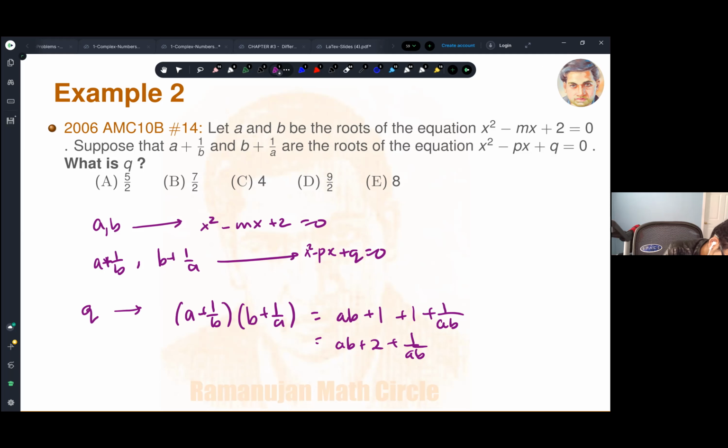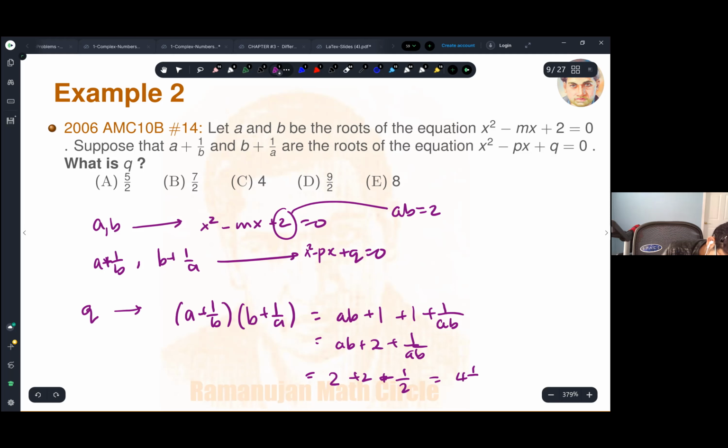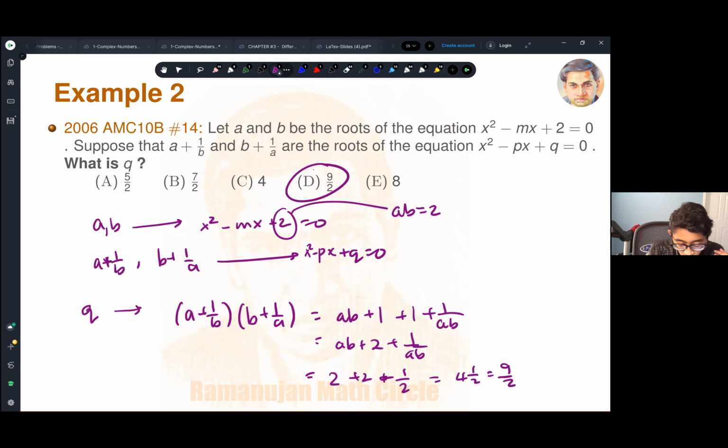And do we know ab? The thing is, we do, because this is the product of a and b, right? ab is equal to 2. That's what we get from the first relation. So all you have to do is plug in ab equal to 2, and then you get 2 plus 2 plus 1 over 2, which is 4.5, or 9 over 2. And so that was simple. That's our answer. So here, Vieta's is really useful because with so many unknowns, it's practically impossible to try to factor and find the actual values of a and b, but here there's no other way but to apply Vieta's.